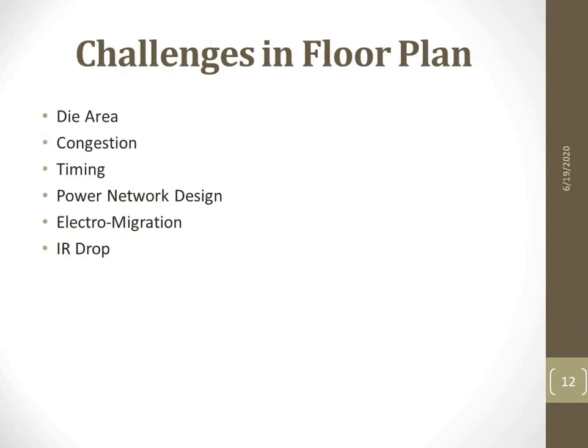Die area is the chip area. Congestion happens when more and more things are put in the same area. And timing is the main constraint, where we need to see the timing distribution or the clock distribution. And the power network design, that means the power distribution, we'll be seeing in the coming lectures. Then electromigration and IR drop are the result of the wiring. If the wire has some resistance, capacitance and inductance, then these may result in electromigration and IR drop. So we need to look into all these parameters.